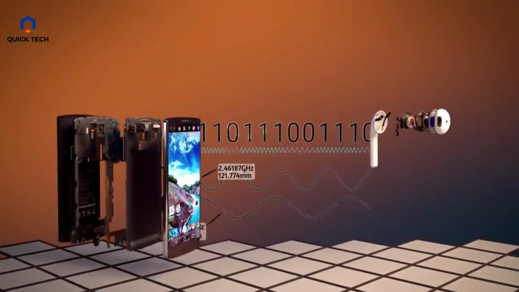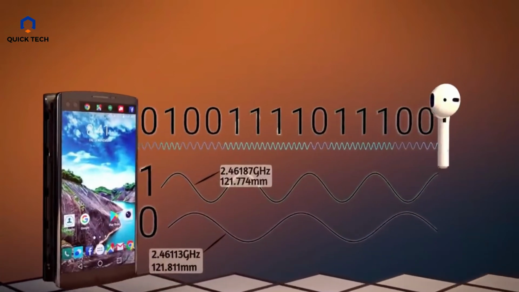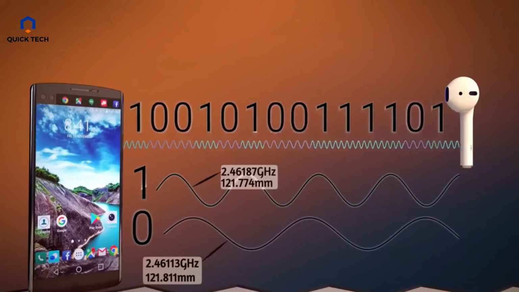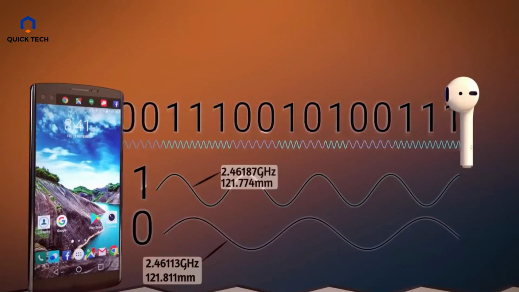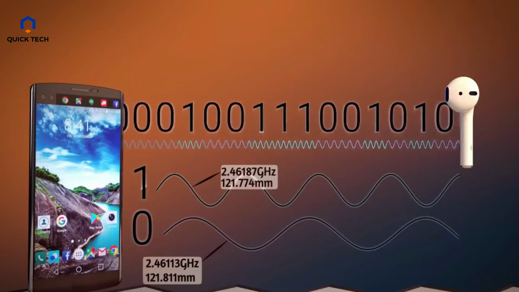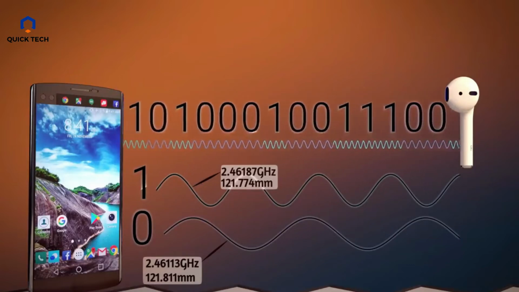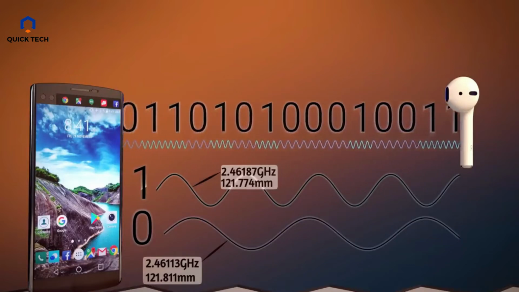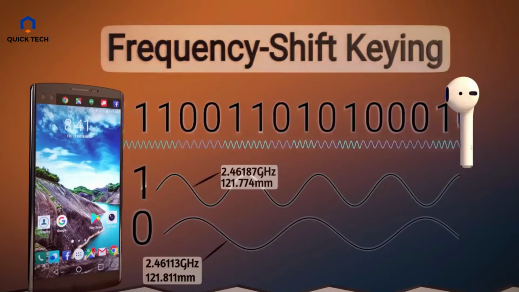Let's move on to even more complicated details regarding Bluetooth. The scheme of sending a digital signal, or a binary set of ones and zeros, by transmitting different frequencies of electromagnetic waves is called frequency shift keying.